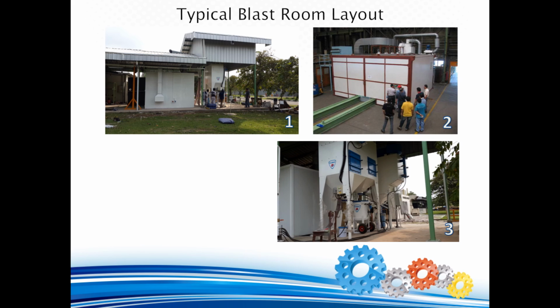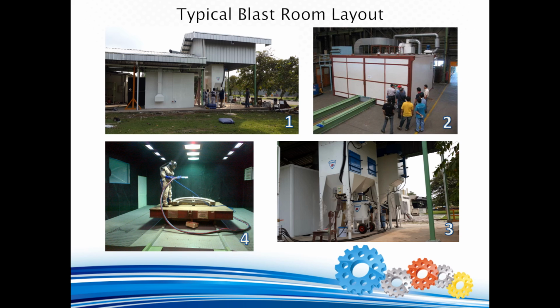Photo number 3 shows the blast equipment sitting under the abrasive recycling and cleaning unit. Finally, photo number 4 shows the blast operator standing on a work car trolley together with the work piece inside the blast chamber. Note the black rubber lining protecting the walls and ceiling of the blast chamber.